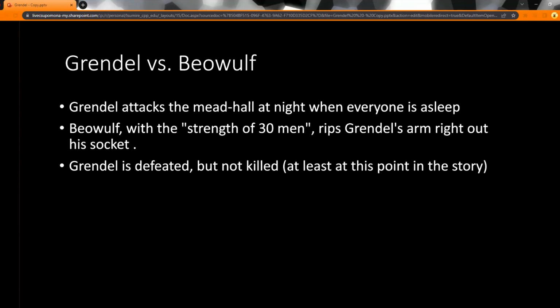This doesn't kill Grendel, but it does wound him severely. And he retreats back to his mere, which is his pool. At this point of the story, Grendel isn't dead. He does die later, but we're not going to talk about that point in the story. So I want you to keep that in mind.